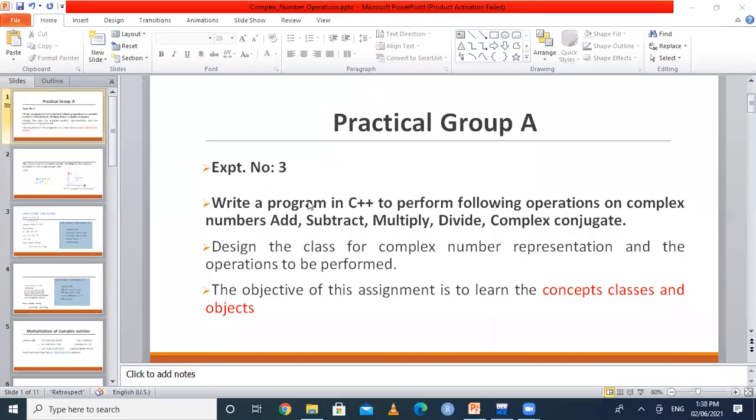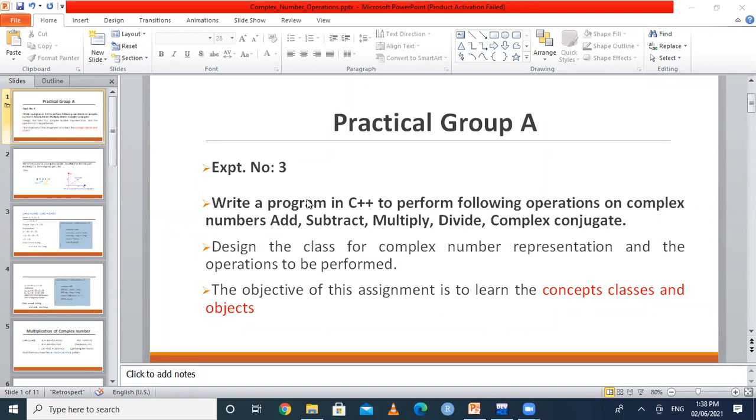So experiment number 3 is related to reading and writing data in a complex number. We know that whenever we are going for a complex number, it contains a real part and an imaginary part. For example, 3 plus 4i. So here 3 is the real part and 4 multiplied by i, that i indicates it is the imaginary part.